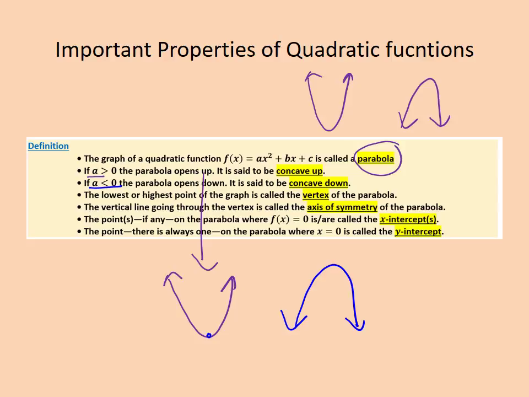The lowest point, or the highest point, is called the vertex of the parabola. The vertical line that goes through the vertex is called the axis of symmetry, and the point or points where a parabola crosses the x-axis are called the intercepts, the x-intercepts. Here are your two x-intercepts, and here's your y-intercept. There's always only one y-intercept, but there can be two x-intercepts, one x-intercept, or no x-intercepts.